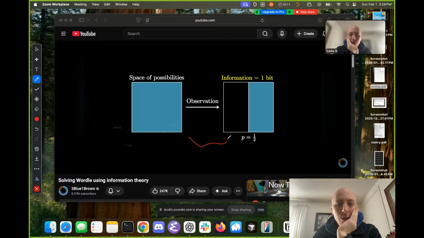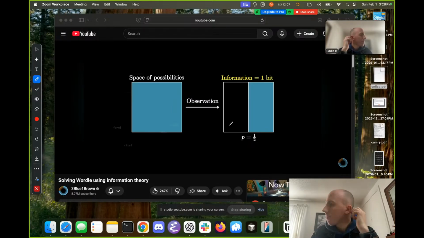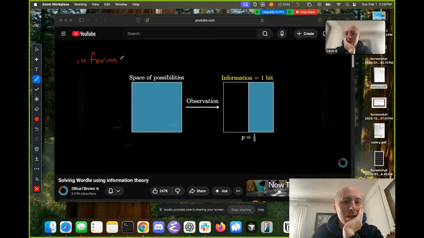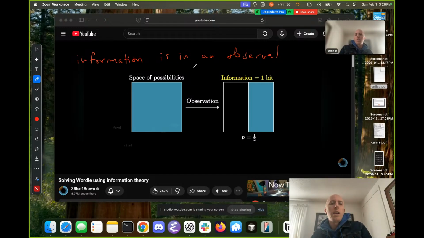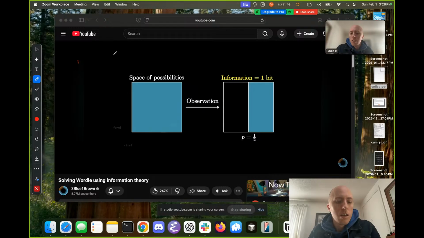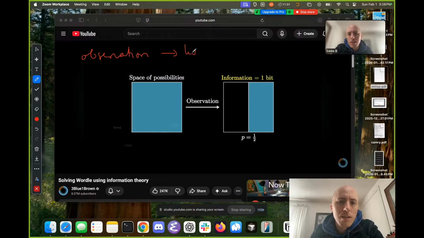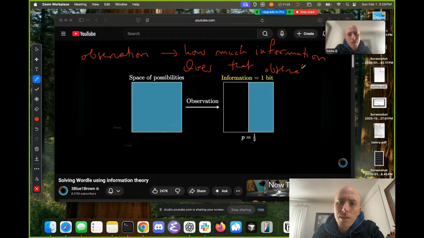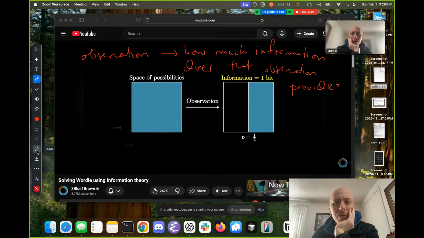So information is this kind of narrowing. There's how much information is in an observation. So we have an observation, and we can ask how much information does that observation provide? How much information is in that observation?